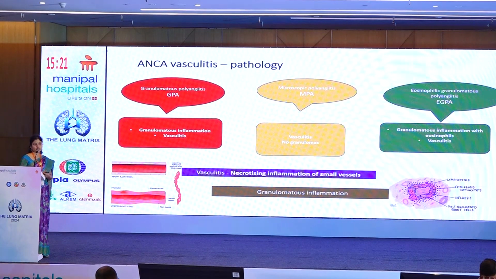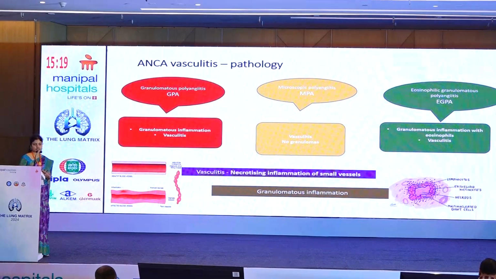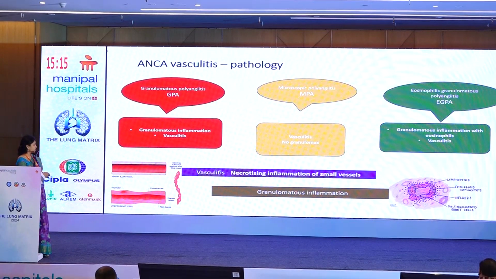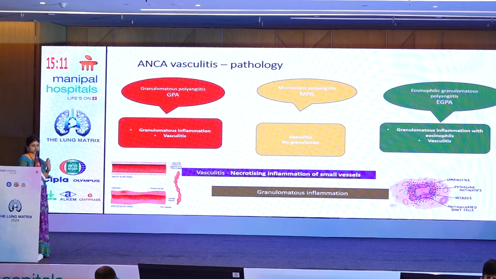What are the two main pathological features of ANCA vasculitis? We see mainly two patterns. The first is vasculitis, where there is necrotizing inflammation of the small vessels, arterioles, capillaries and venules, with inflammation in the vessel walls. That is the vascular manifestation. The second is a granulomatous manifestation, which is extravascular, where we see necrotizing granulomas in the tissues.